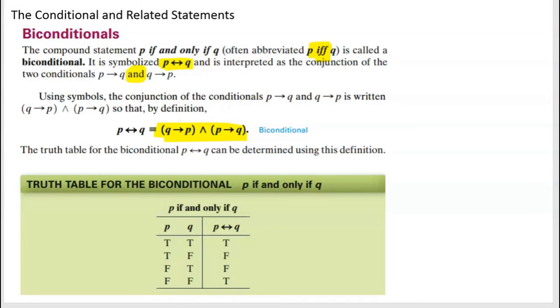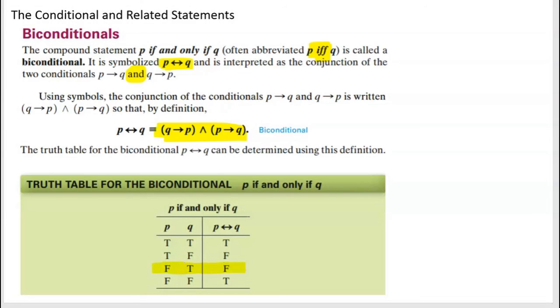Now, I want you to notice the difference from just a regular conditional. Let's go down. True implies true is true. Well, that was true for a regular conditional, right? True implies false is false. That was also true of a regular conditional. False implies true is false. This is the one.